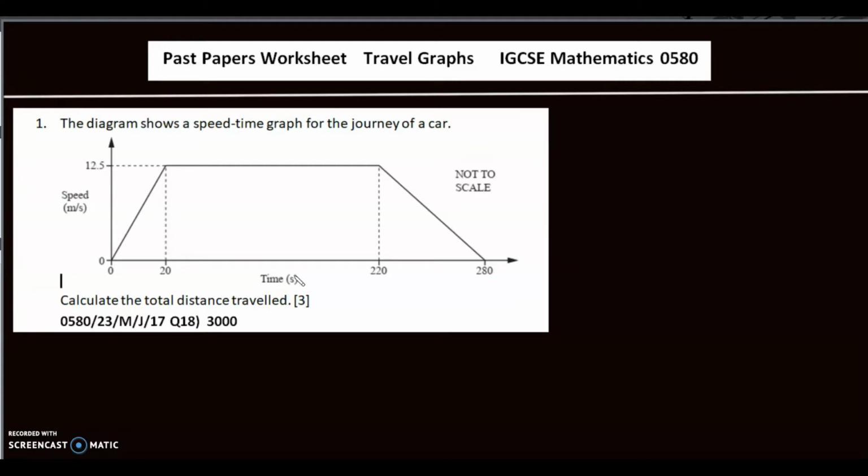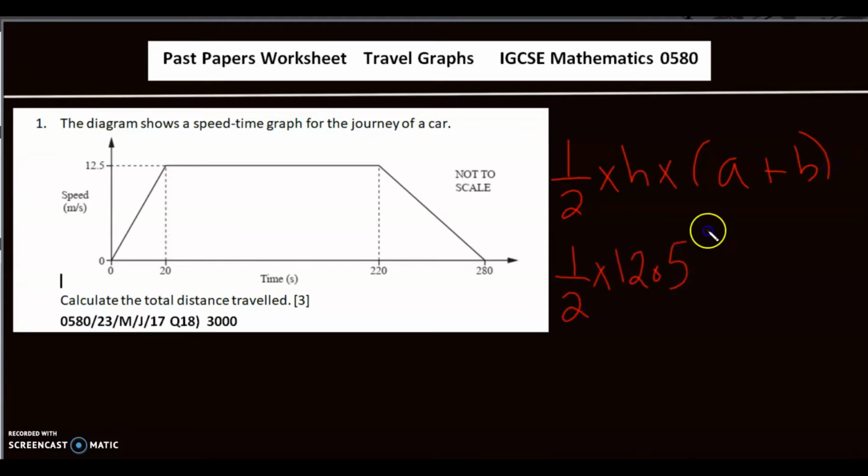This shape is a trapezium. So the area of a trapezium is half times height times sum of parallel sides. So the height here is 12.5 and the sum of parallel sides: this lower side is 280, so 280 plus the upper side, which is 220 minus 20, sorry. So that's simply 200. Find this product and you will get 3000 meters.